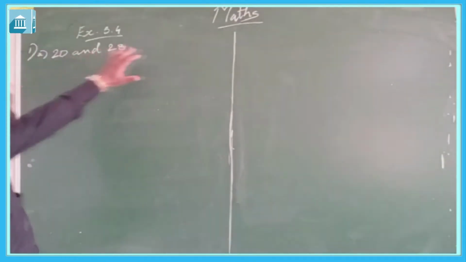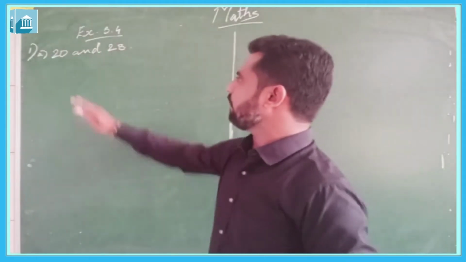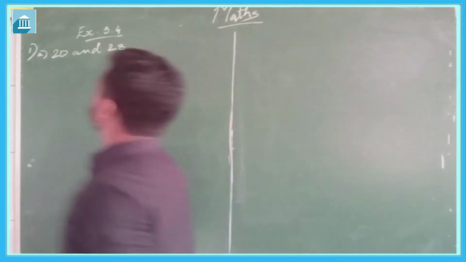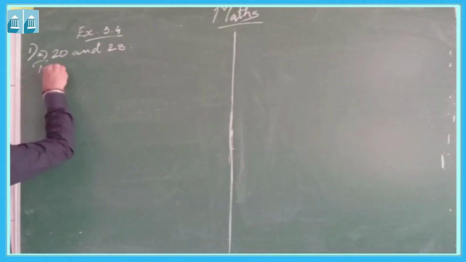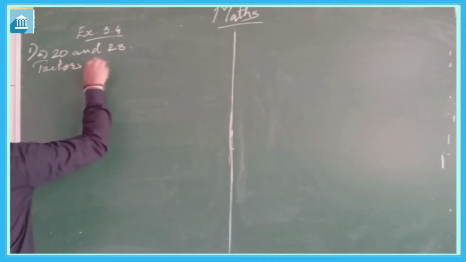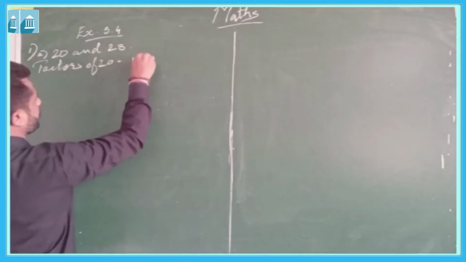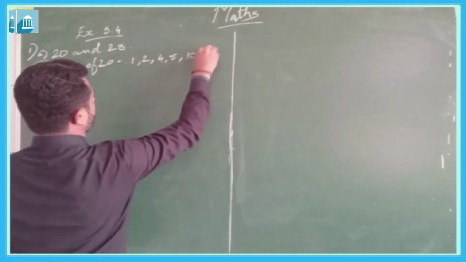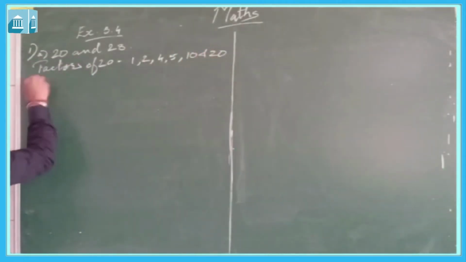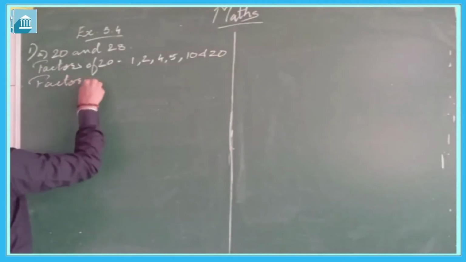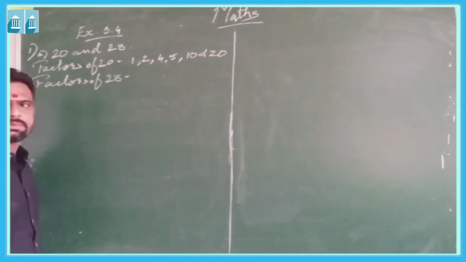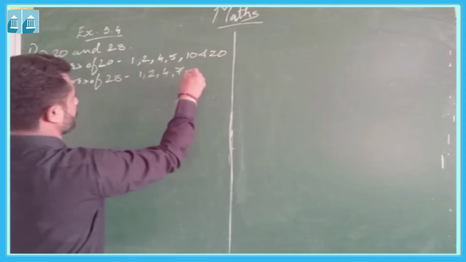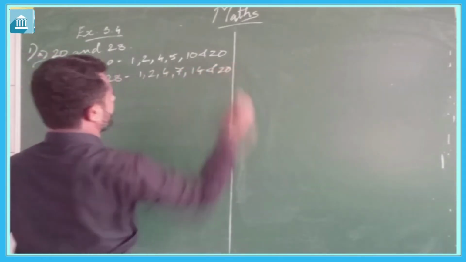Now let us start exercise 3.4. The first question is to find the common factors of 20 and 28. To solve this, first we need to find the factors of 20, that is 1, 2, 4, 5, 10 and 20. Then factors of 28. Factors of 28 are 1, 2, 4, 7, 14 and 28.